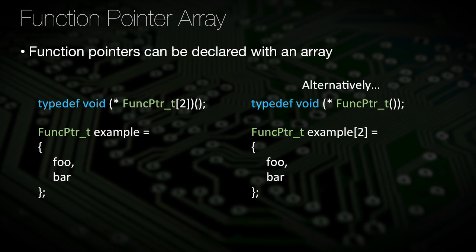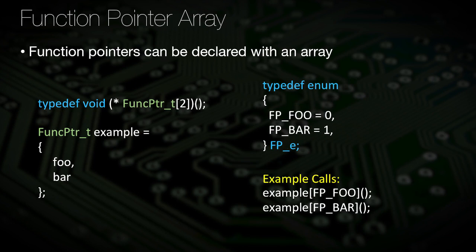Now we can use the function pointer type funct pointer and declare an instance called example. We can use our enumeration index into our function pointer array to access different functions. Here we have two examples calling function 1 or function 2 using the same function pointer array variable.